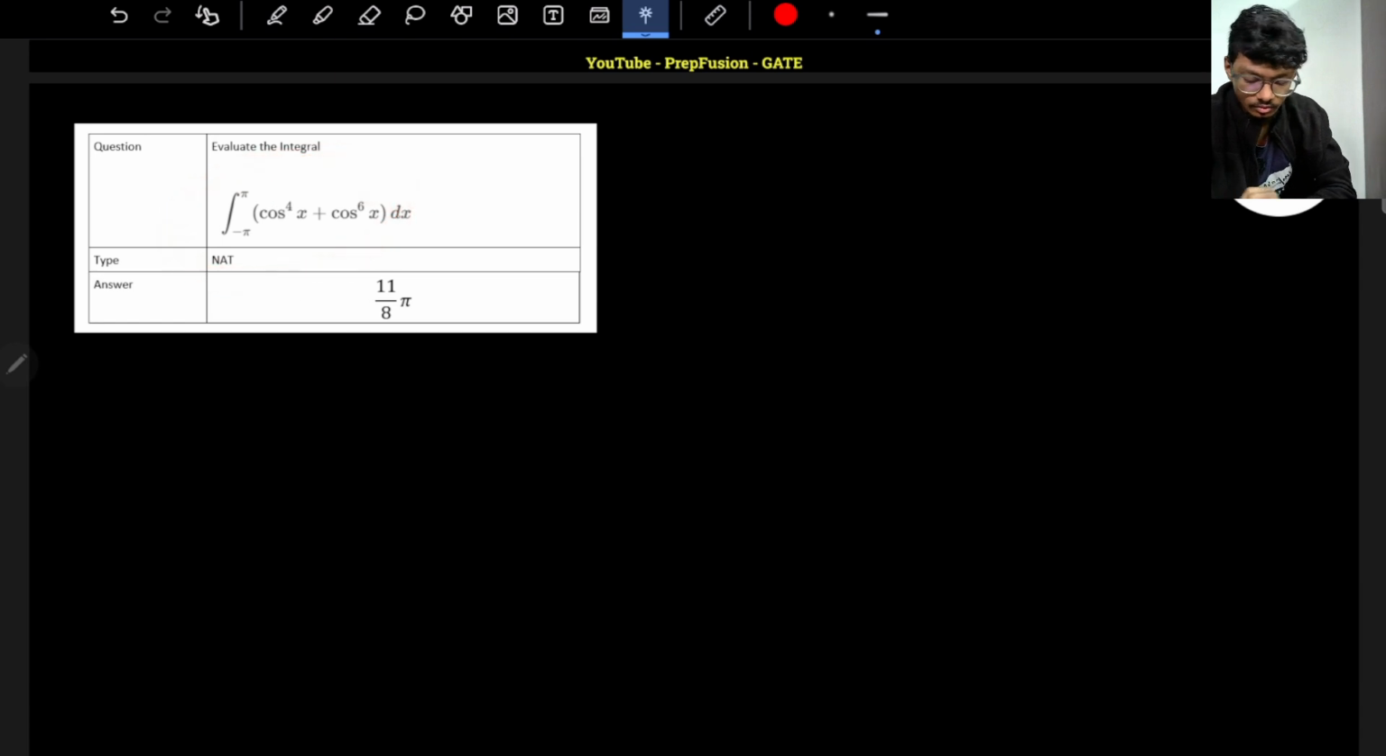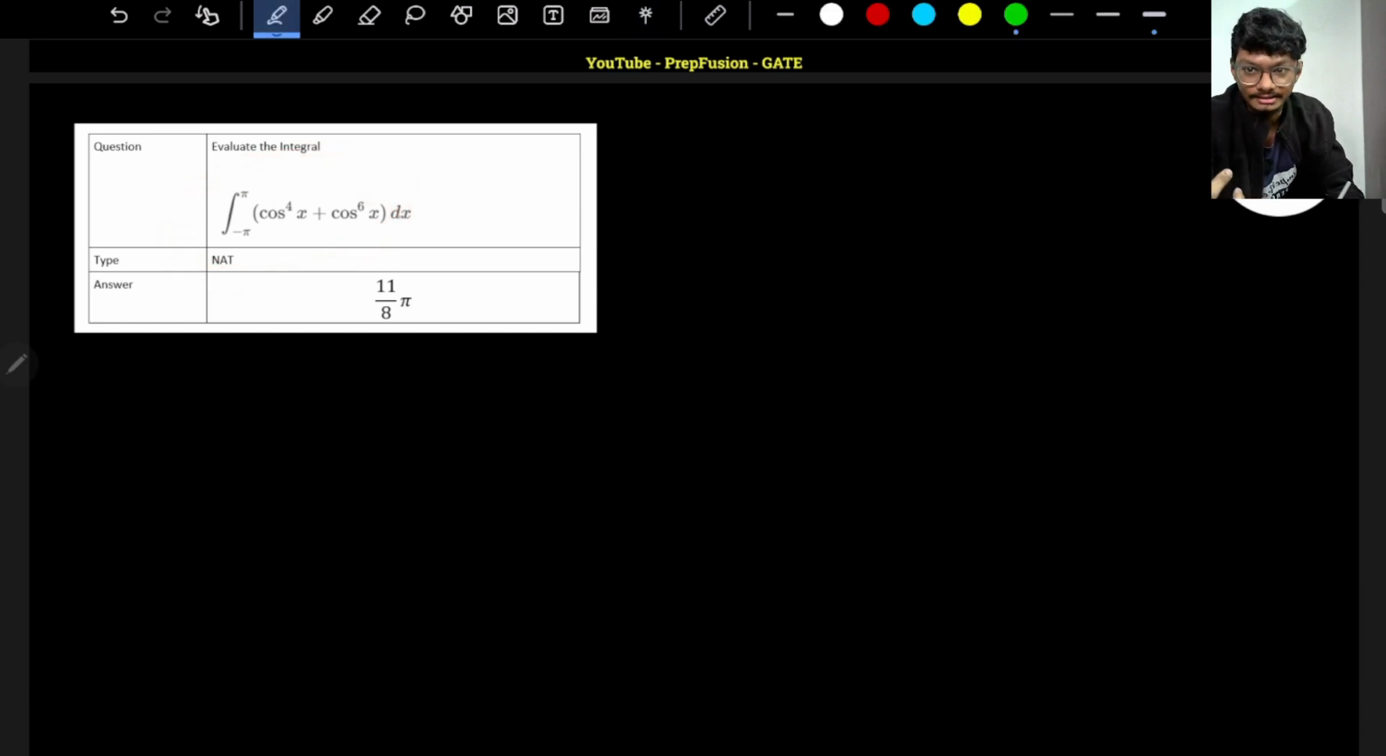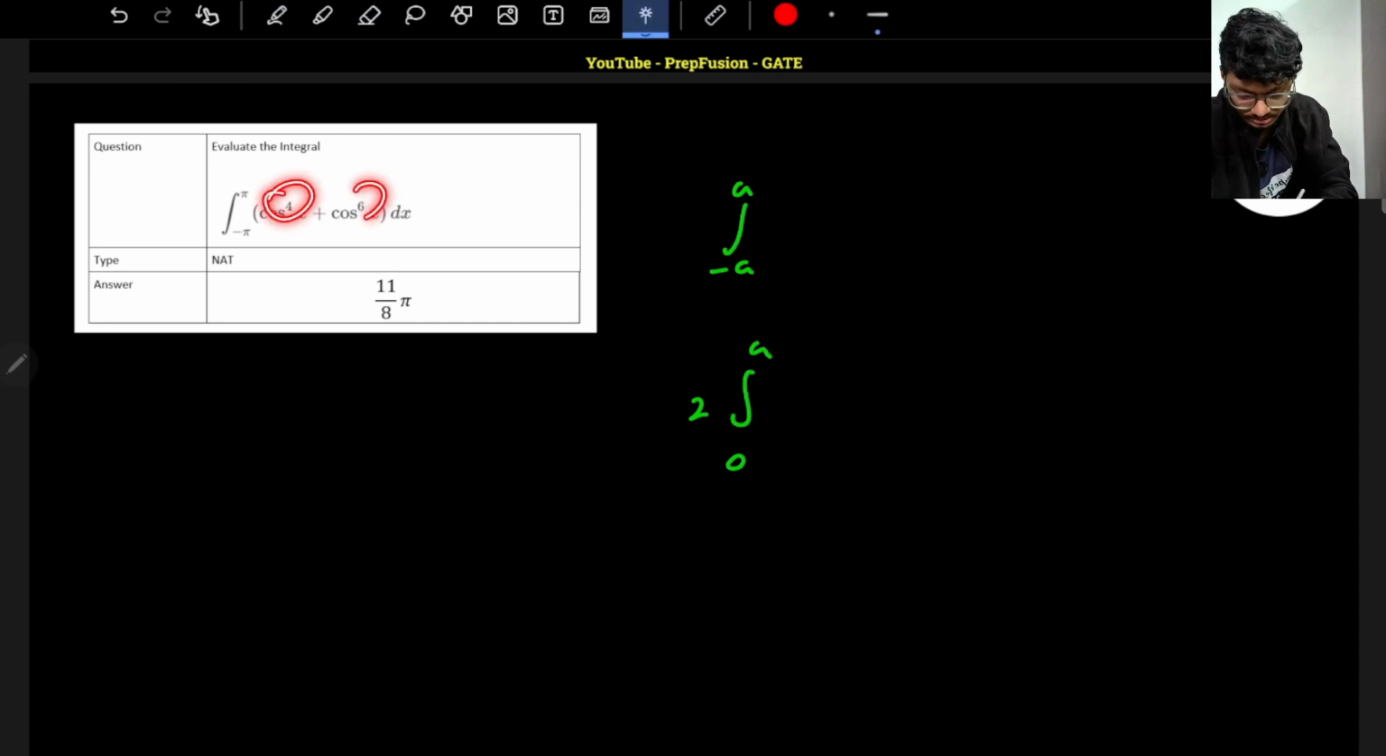Okay, so first of all, this is an even function. If this is an even function, and if my function is going from minus a to plus a, then I can directly write it as 2 times 0 to a. You can observe that the powers are even, that's why it will be an even function. I will not explain how to identify an even function.